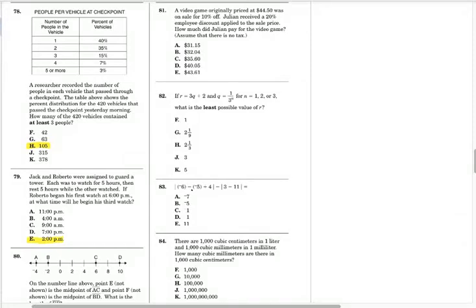This is part 4 of the walkthrough for the 2016-17 SHSAT. We're doing Form A, Mathematics. Today we're doing 81 through 90.